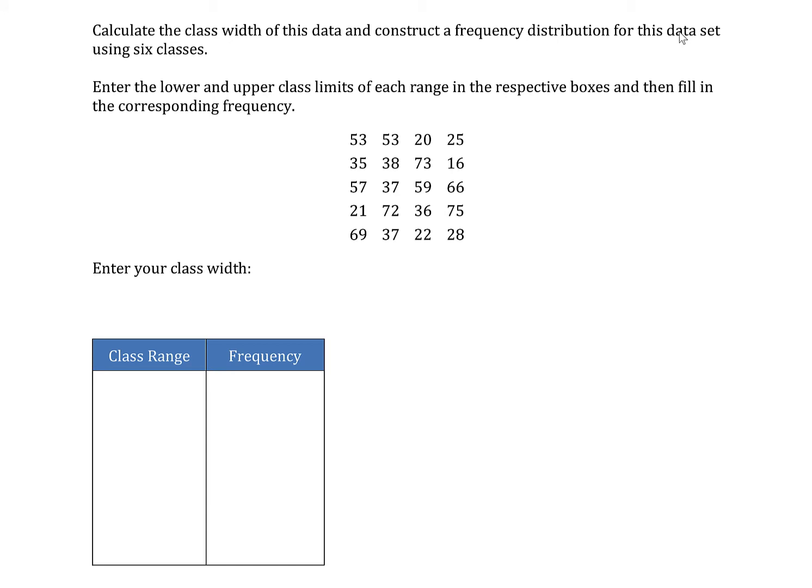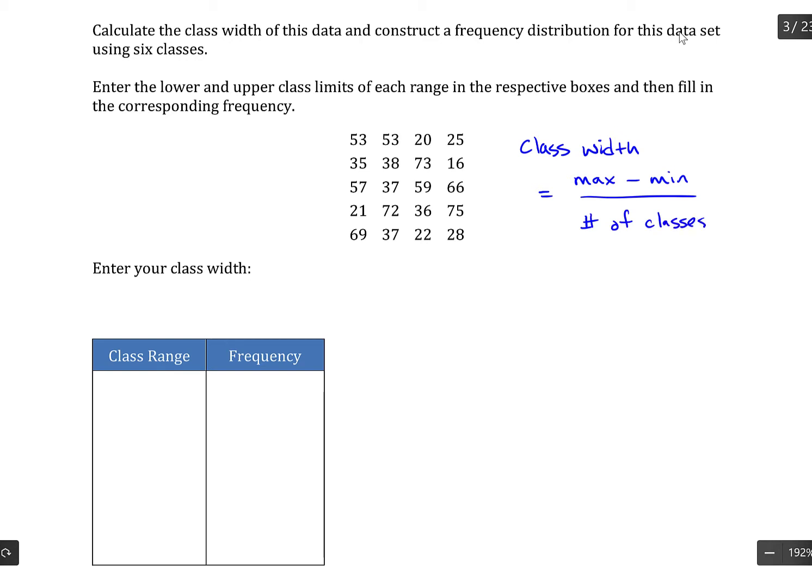Alright, so when we have a set of data, we have to first calculate our class width through the formula. The class width is equal to the maximum data entry minus the minimum data entry divided by the number of classes that we want to have in this set. So we're told here that we need 6 classes. That was just given to us in the problem, and that will generally be given to you because otherwise it makes grading hard.